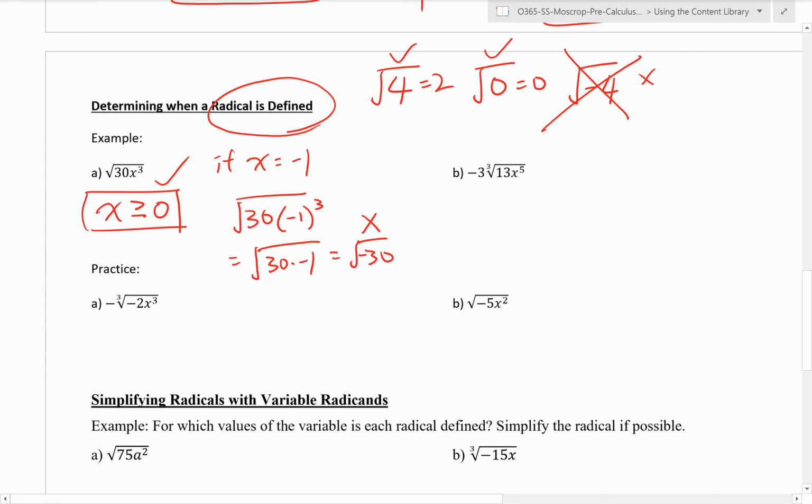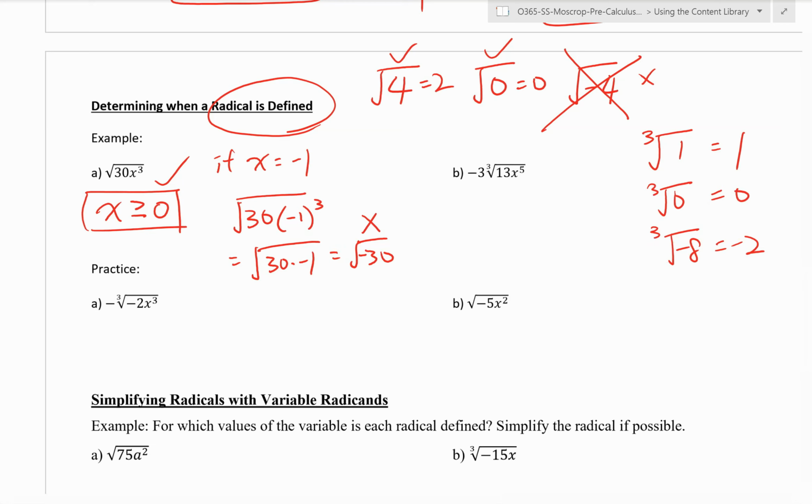Now, the difference between part A and part B is that this is a cube root. It's an odd index, an odd number index. So if we do the same thing, can we cube root 1? Sure, that's 1. Can we cube root 0? Yes, that's 0. Can we cube root -8? Yes, that is actually okay. We can actually cube root negative numbers, right? Because negative times negative times negative, when you multiply negative 3 times, it's negative.